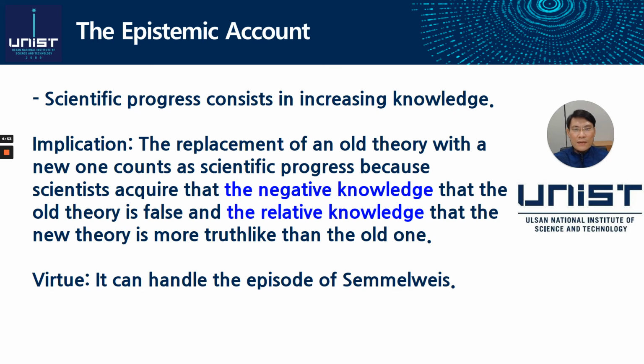The epistemic account holds that scientific progress consists in increasing knowledge. On this account, the replacement of an old theory with a new one counts as scientific progress because scientists acquire the negative knowledge that the old theory is false and the relative knowledge that the new theory is more truth-like than the old one. The epistemic account can handle the historical episode of Semmelweis. When Semmelweis tested and discarded the first hypothesis, he formed a negative knowledge that the first hypothesis was false. The same holds for the other 4 false hypotheses. Therefore, the epistemic account implies that Semmelweis made scientific progress.